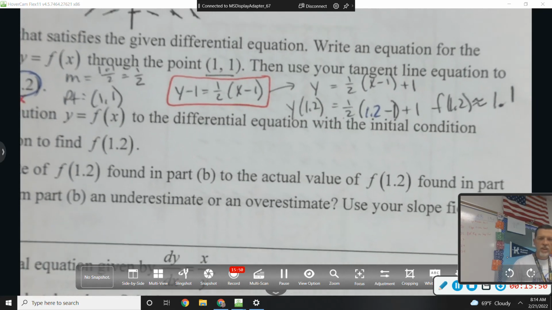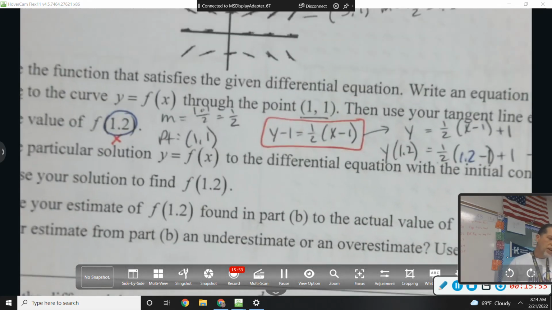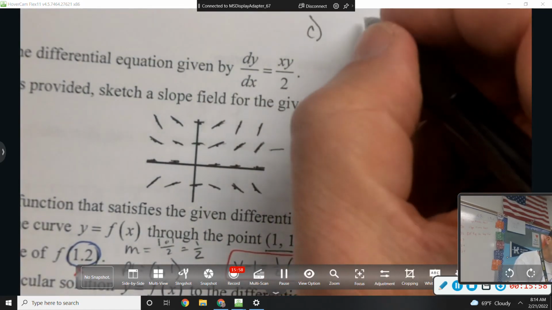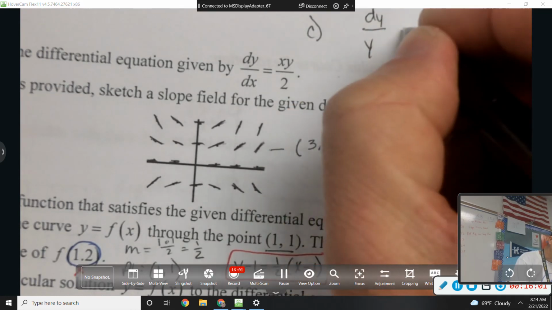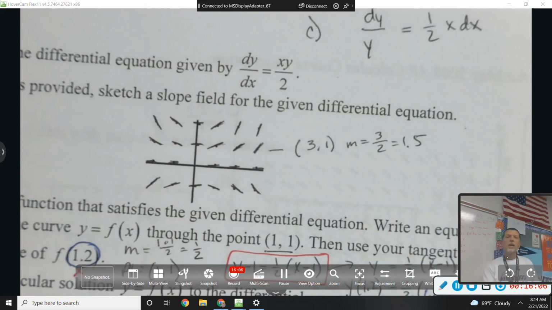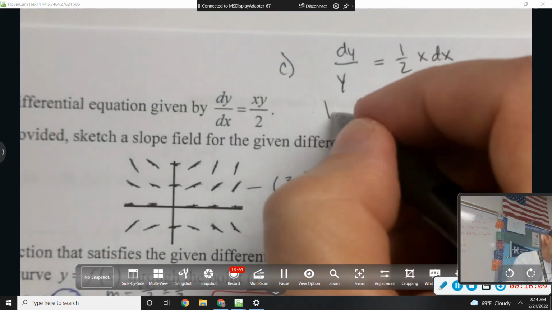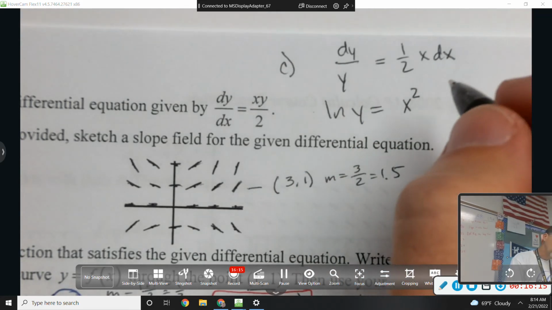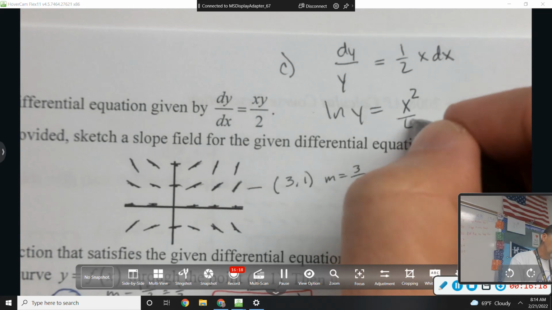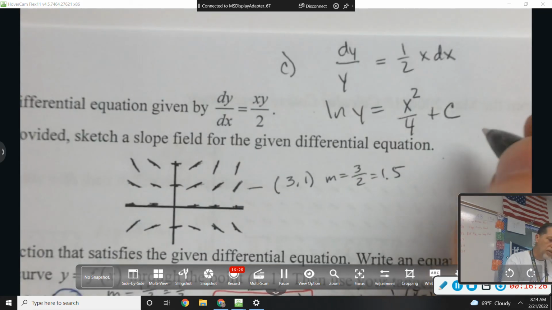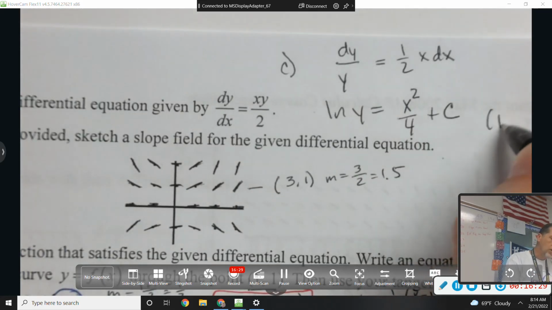Part C. Find the particular solution. So that means actually solve this thing. So that's separation of variables. So dy over y equals 1/2 x dx. Okay, we're going to run out of time, but that means natural log of y equals x squared over 4 plus c. And I guess we'll pick that up tomorrow, but I can then plug in 1, 1 to figure out what c is.